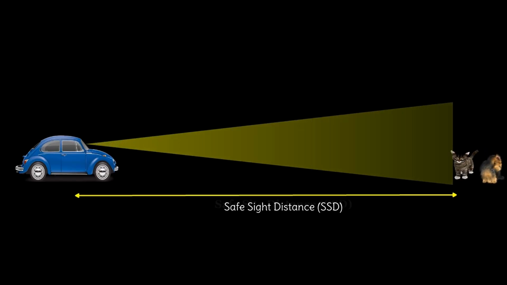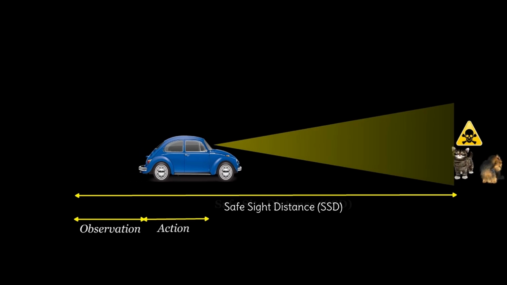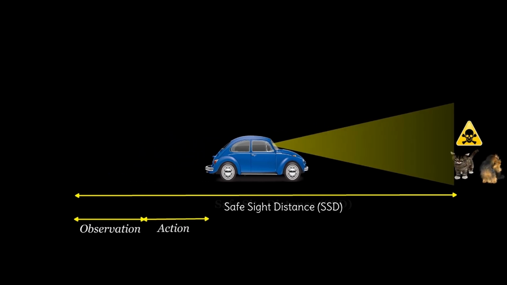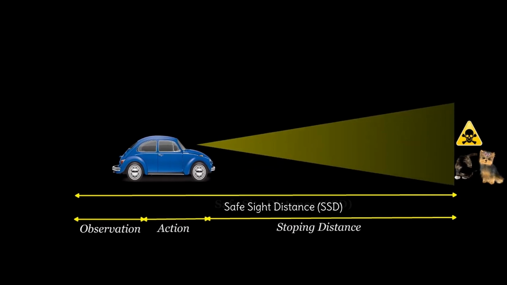The SSD calculation considers three key factors. 1. Perception time, the time required for the driver to identify a hazard. 2. Reaction time, the time taken to respond after identifying the hazard. 3. Braking distance, the distance the vehicle travels after braking is applied.